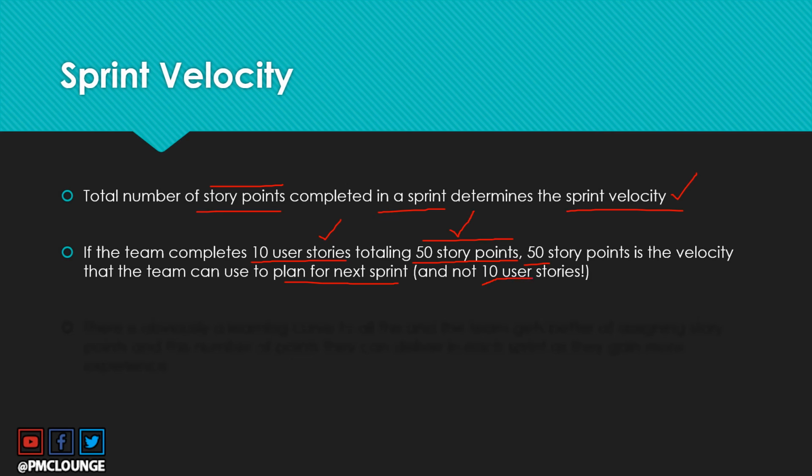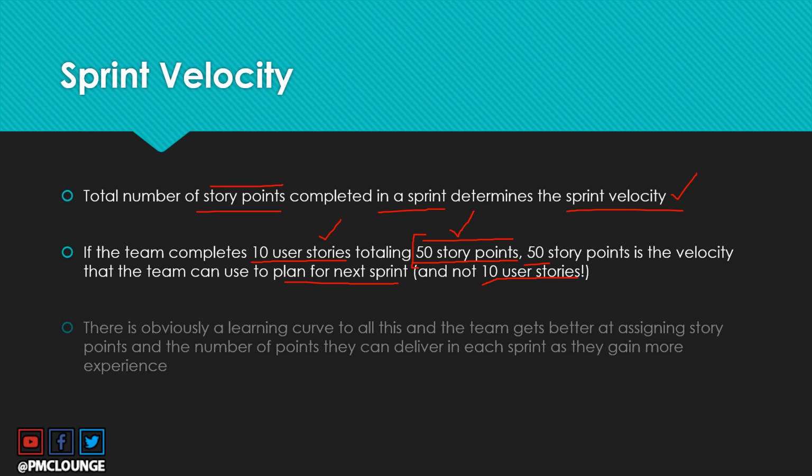Not necessarily 10 user stories, right? Because if there are 50 small, extra small user stories with one story point, then the team can actually deliver 50 user stories. So that is why calculating sprint velocity is important, because now you have a fair idea of the amount of story points that your team can deliver.